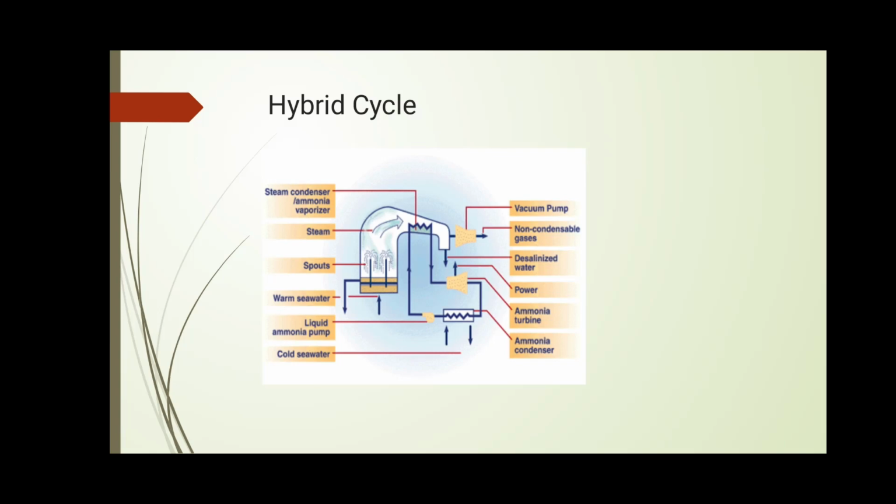The steam vaporizes the working fluid of a closed cycle loop on the other side of an ammonia vaporizer. The vaporized fluid then drives a turbine that produces electricity. The steam condenses within the heat exchanger and provides desalinated water. And that is the three cycles of OTEC.